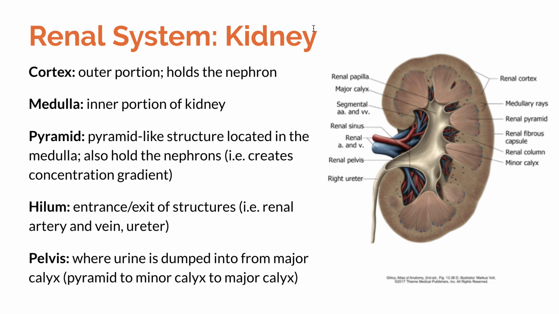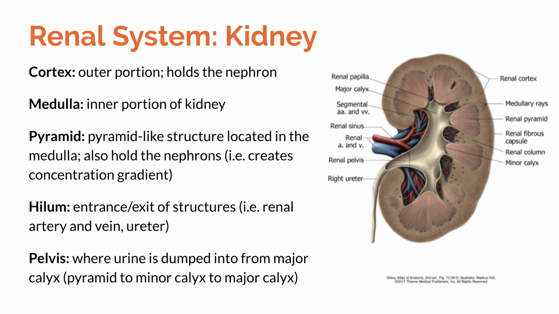And now moving to the renal system, which we talked about quite a bit at the last lecture. We have our cortex, which is the outer portion, and the medulla, the middle portion, and in the medulla we have our pyramid-like structures, which also hold our nephrons, and they help create a concentration gradient. And then we have our hilum, which is similar to the hilum of the lung. It's essentially the entrance and exit of structures.